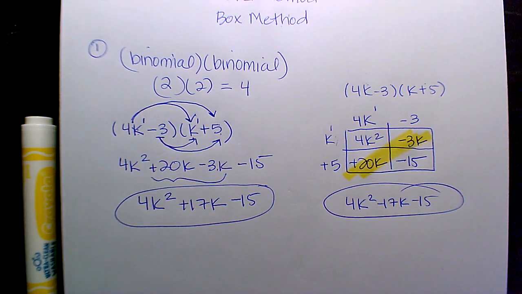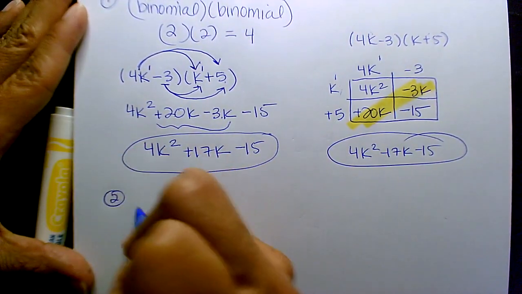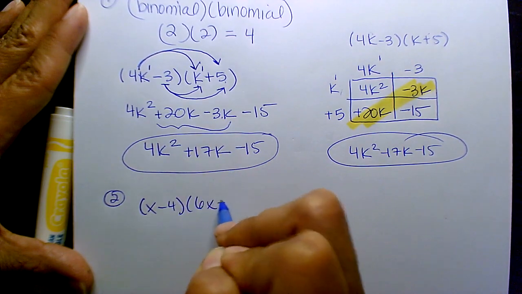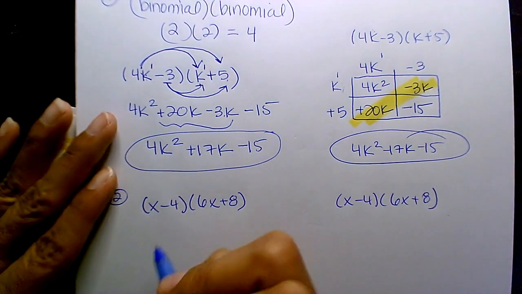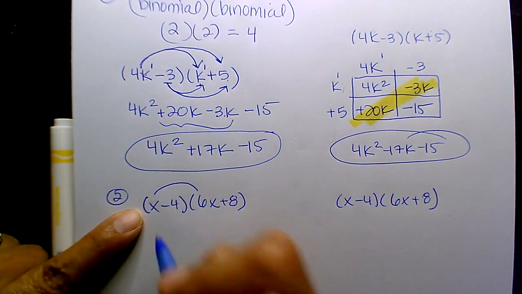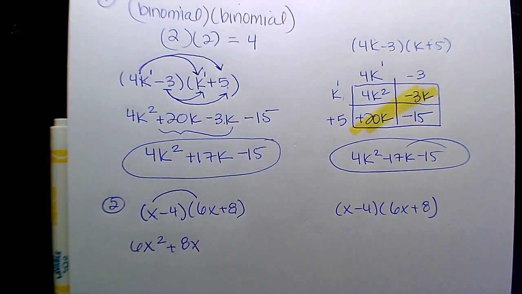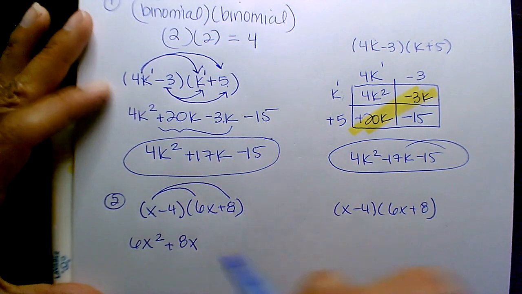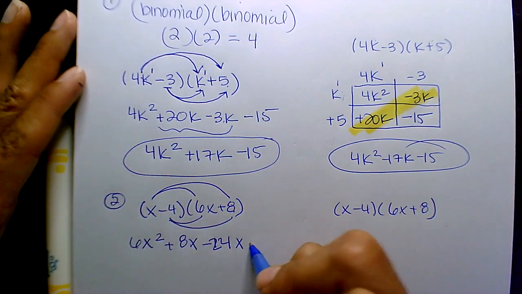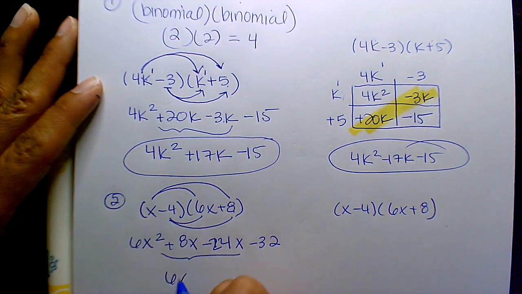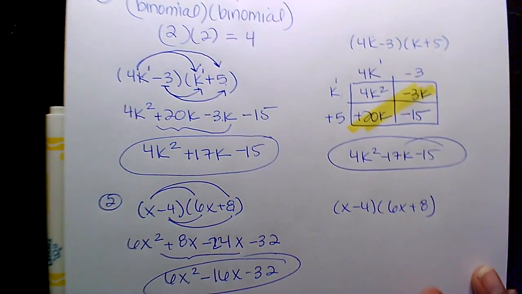Okay, let's do number 2. I'm still recording, I'll stop after the second one. x minus 4, 6x plus 8. Okay, so arrows. What's x times 6x? 6x squared. x times 8, 8x, right? Here, I'll do my arrows. Negative 4 times 6x, negative 24x. Negative 4 times 8, negative 32. Combine your like terms and you get this trinomial answer.